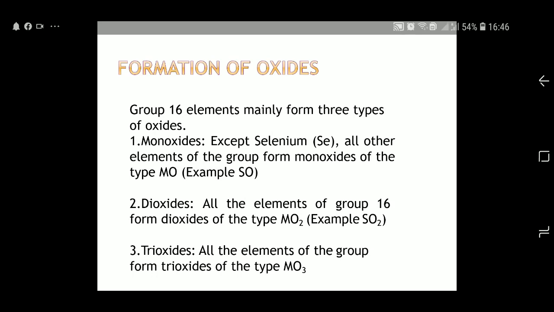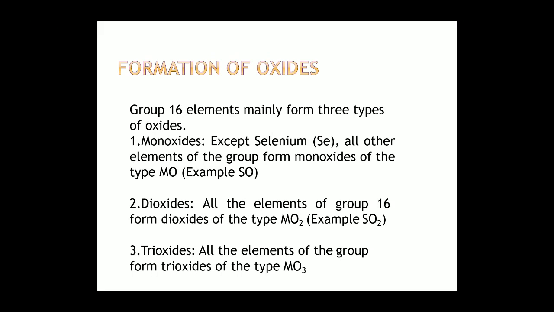Formation of oxides. Group 16 elements mainly form three types of oxides. Number 1, monooxide. Number 2, dioxide. Number 3, trioxide. Monooxide: except selenium, all other elements of the group form monooxides of the type MO, like SO. Number 2, dioxide: all the elements of group 16 form dioxides of the type MO2, like SO2. And trioxide, as the name suggests, has 3 oxygen atoms, meaning MO3.